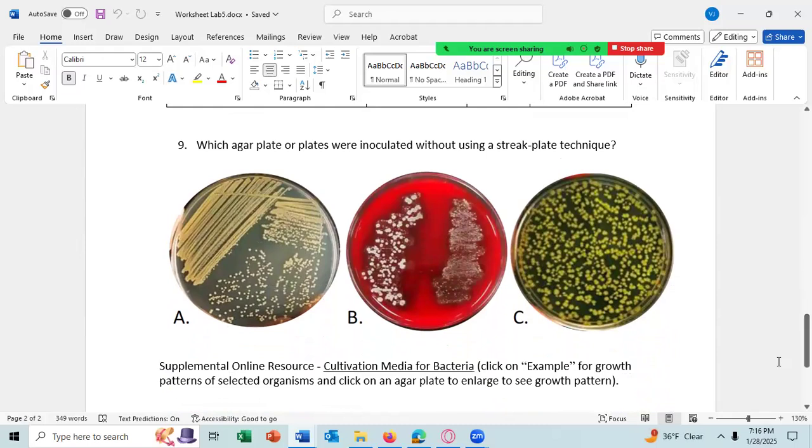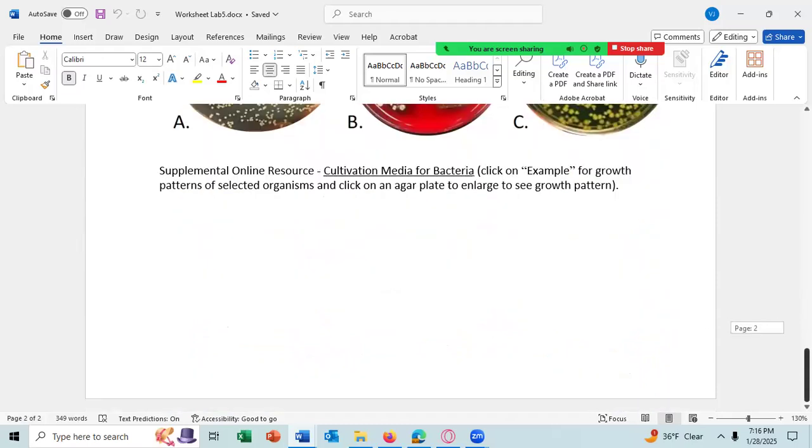For number 9, which agar plate or plates were inoculated without using streak plate technique, meaning without streaking for colony isolation? Plate A, plate B, or plate C? Any questions on this lab?